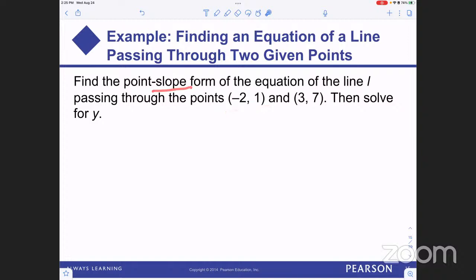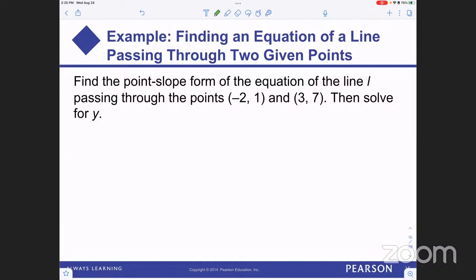Do we have the slope? All right, we don't have the slope, but what can we do? So put it in a point slope form. Not the point slope, but we can find the slope. I think you got it, right?